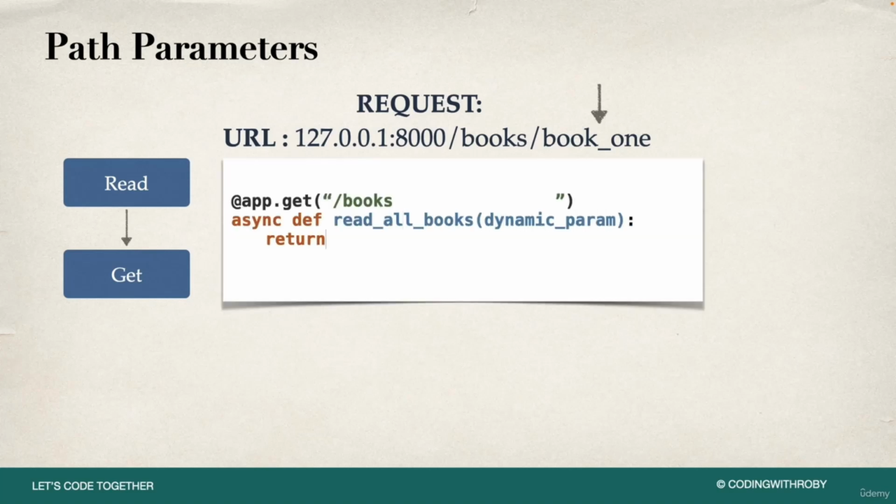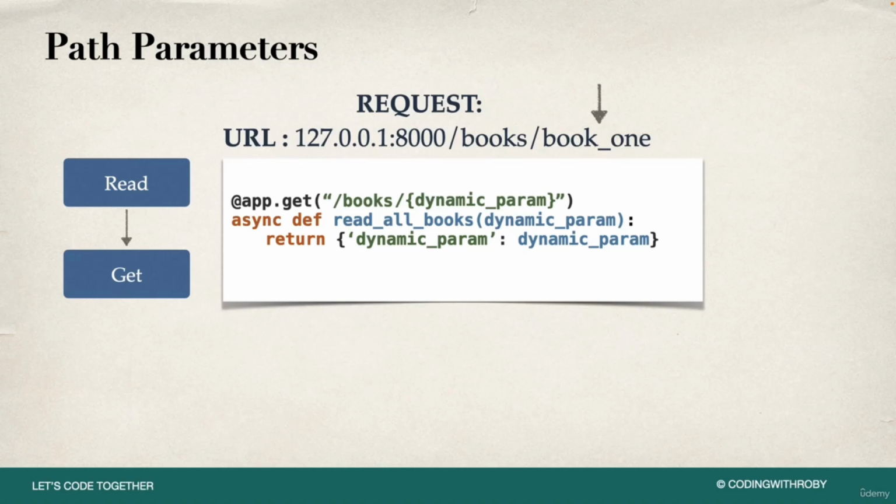So let's say we have our application of @app.get /books, but this time we have a function that says async def read all books, and we have a dynamic param as our parameter for our read all books function. And then we say return dynamic param, and we're going to pass in the dynamic param that's passed in as a parameter. Well, in our API endpoint, we can say /{dynamic_param}.